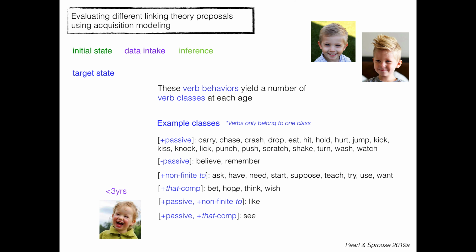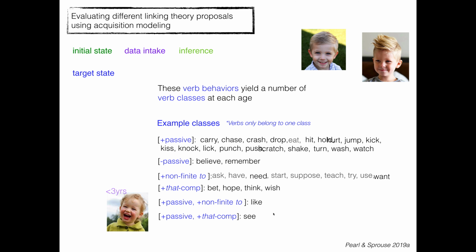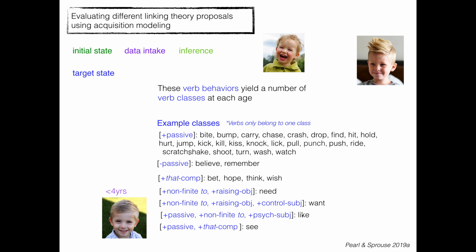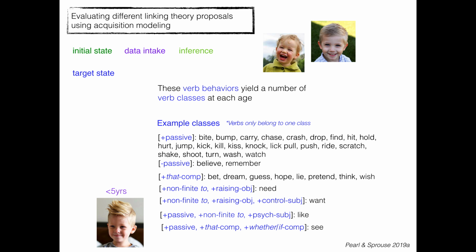And things change over time. So at 4, now we have different things happening. More verbs are passivizable. Like now it actually is interpreted as a psych-subject experiencer verb, right? So it's a little more complex of a class. And at 5, again, we have things sort of moving around. We have more complex behavior. For example, C is passivizable. It takes a that complementizer and also a whether or if complementizer. So, this is the kind of thing that we're looking at. We talk about classes. This is what we're trying to obtain.